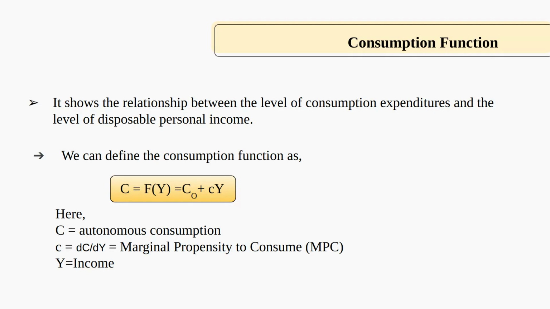c is the marginal propensity to consume, what is called MPC in short, or how much of each additional dollar you spend.